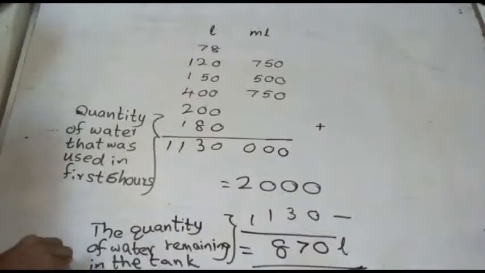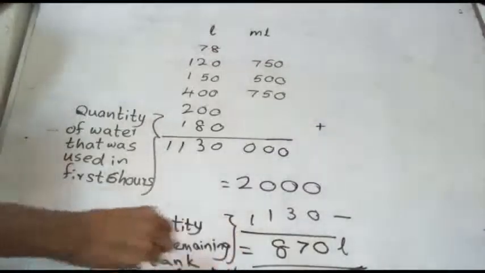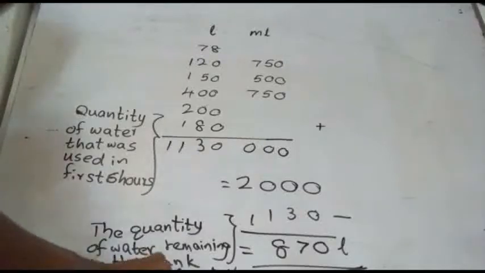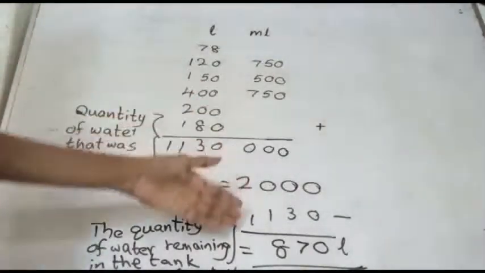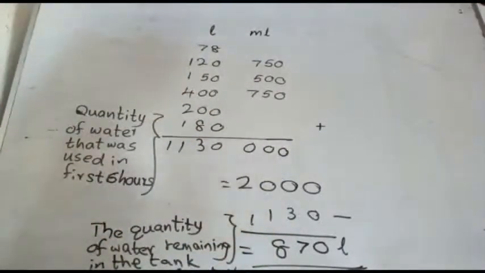The quantity of water that has to be added to fill it up completely is equal to 2000 liters subtract 1130, which is equal to 870 liters. Yes, Puta.